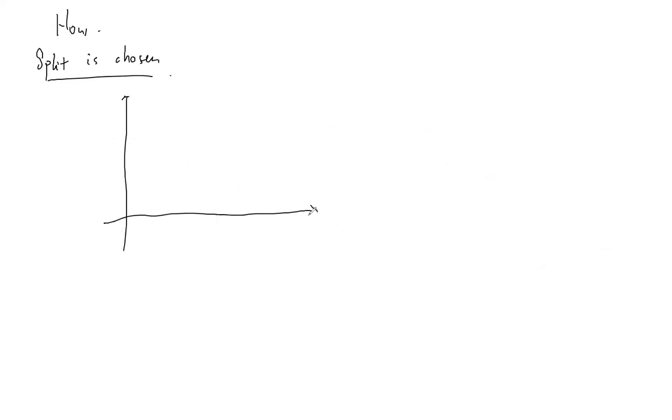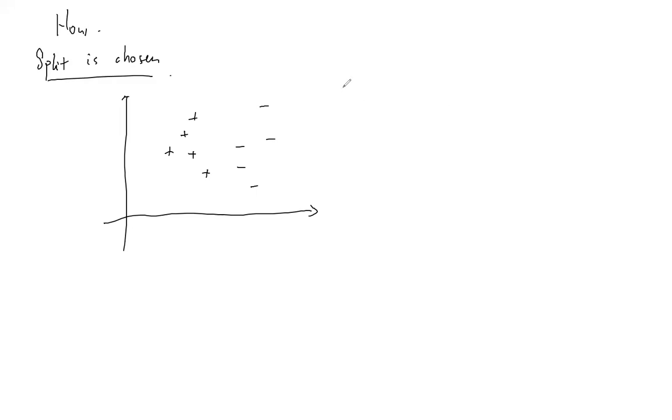Okay, so now the first thing I'll explain is how the split is chosen. Basically, let's say you have your data like this. 1, 2, 3, 4, 5. So I've got 5 points there, then 5 points here.